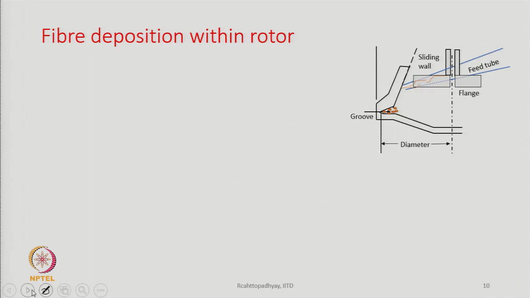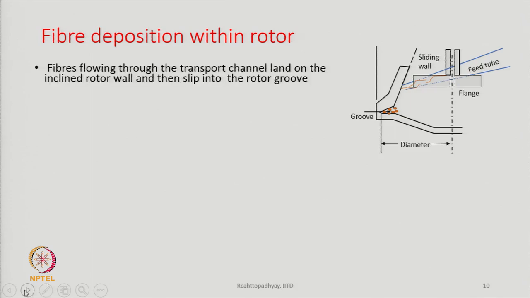Now, fibre deposition within the rotor. See, this is the rotor that is shown here. This is the fibre feed tube. These are the fibres which we are feeding from the feed tube, and the fibres are landing directly on the wall of the rotor. So, fibres flowing through the transport channel or feed tube, meaning the same, land on the inclined rotor wall, and then they slip into the rotor groove.